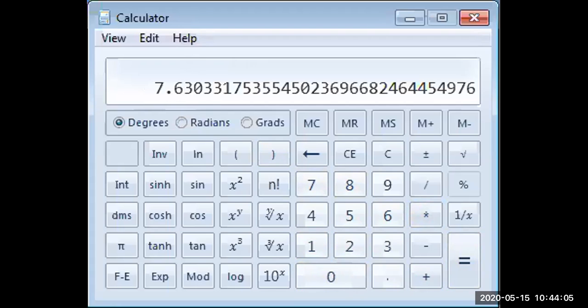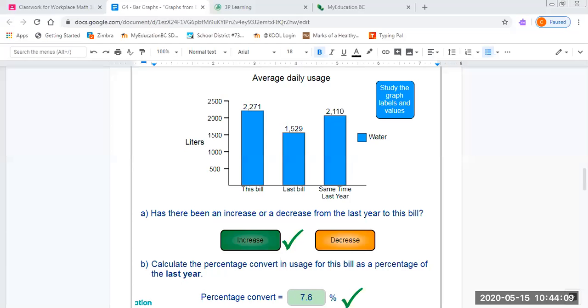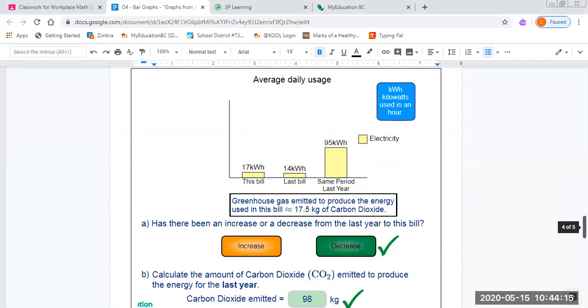And so if I click back here now and take a look, that is why the value 7.6% is correct. Hopefully that makes sense to you. So let's take a look at another example.